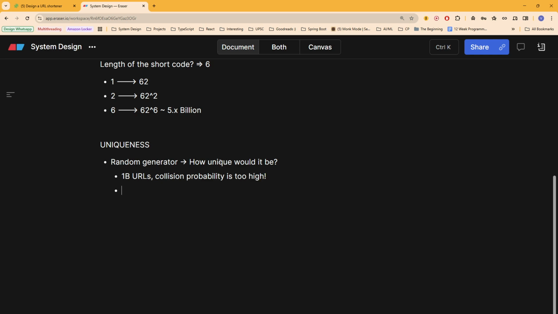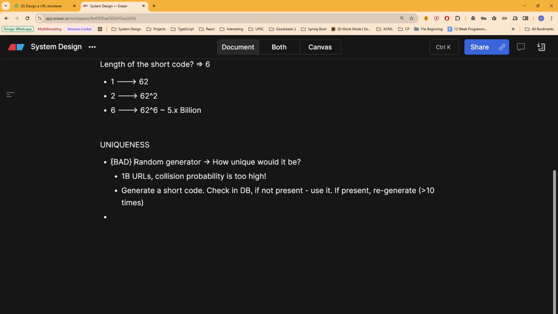Also, what you would have to do is generate a shortcode, check in the DB, if not present, use it, if present, regenerate. This regeneration can happen 3 to 5 times or even more. It can happen around 10 times as well when we are talking of 1 billion URLs. So this is a bad approach. This would work for small scale systems.